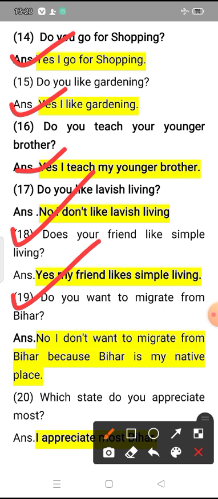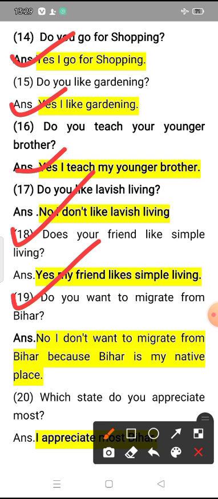Your 19 number question is: do you want to migrate from Bihar? It means, guys, you leave your Bihar and after that you go to another place for living there permanently. Migrate means you are going to another state for living permanently. So no, I don't want to migrate from Bihar, because Bihar is my native place. I don't want to live in another state. I want to live in Bihar because it is my native place and I'll never leave my native place.